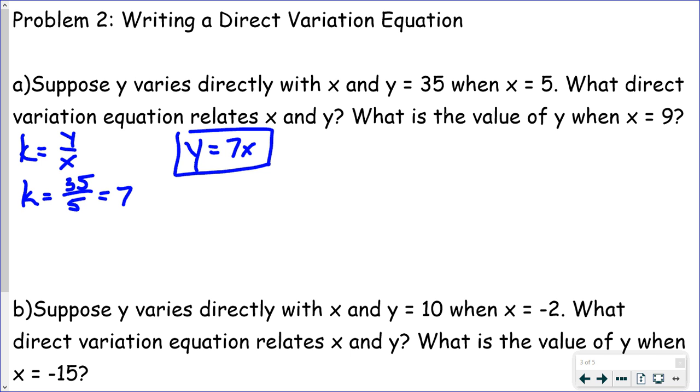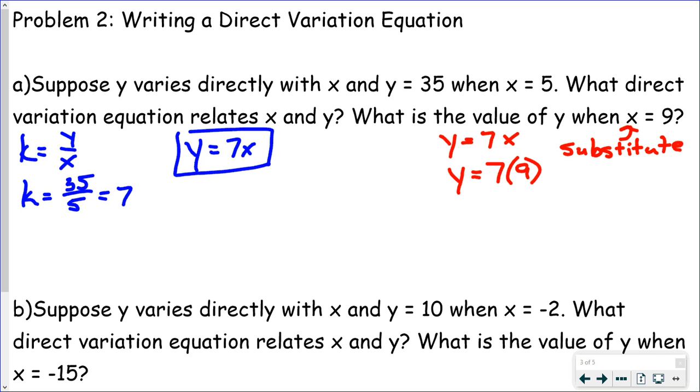Now it says, what is the value of y when x equals 9? We're just going to substitute this into the equation. So we take y equals 7 times 9.